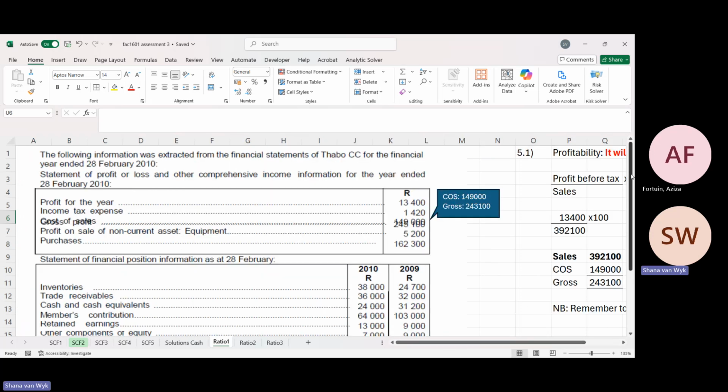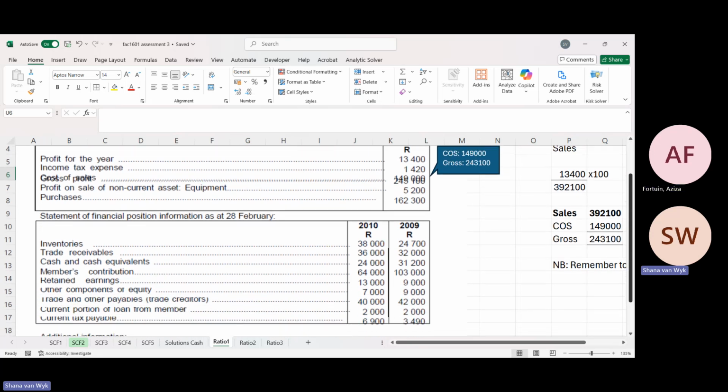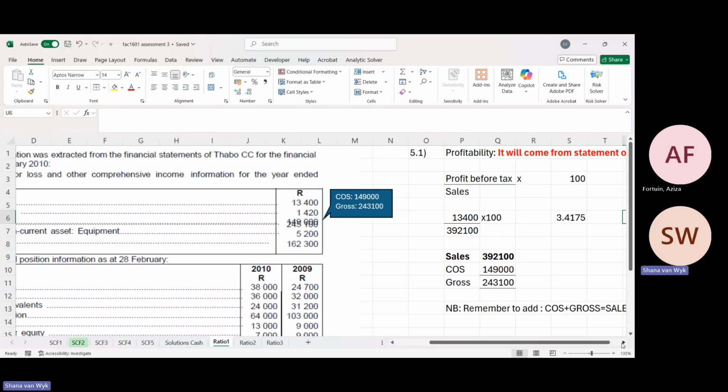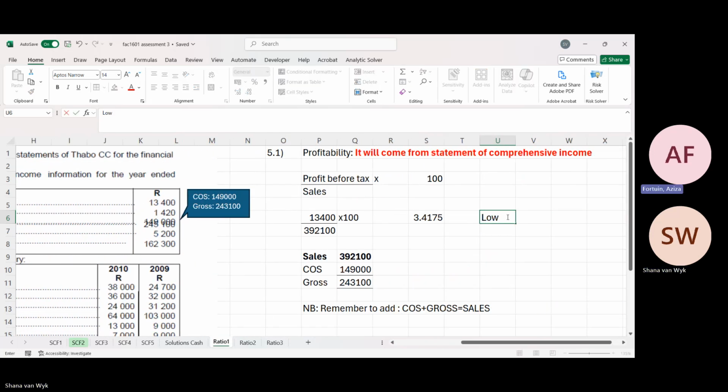Doesn't look like they say members' cash. You can just say it's a low profit margin. Okay. And the profit margin is low because the profit before tax is low and the sales is high. So therefore we have a low profit margin. This is regarded as low because it's lower than, is it 5 or what?